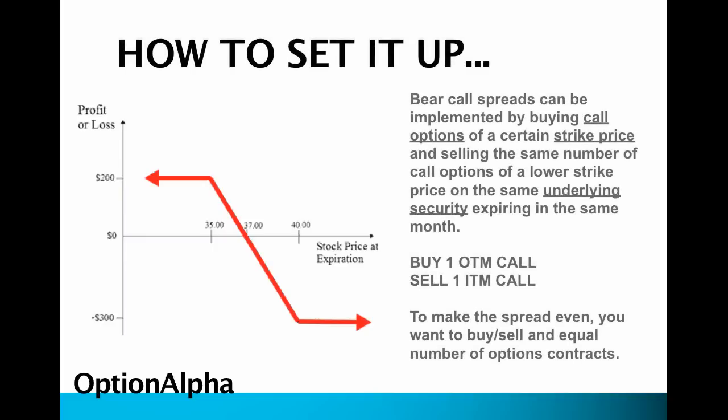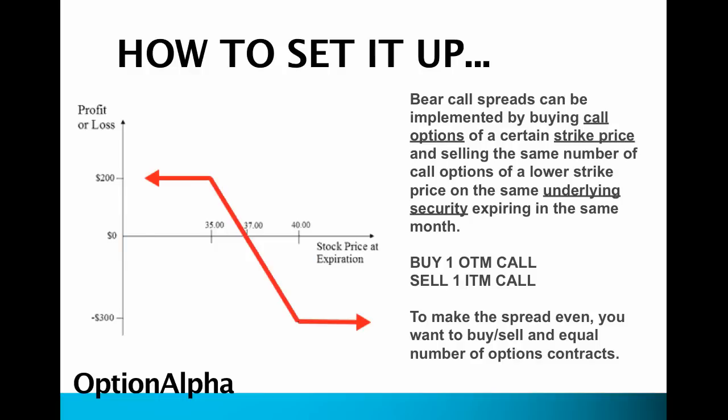Now, how to set this up? It's very easy to set up these bear call spreads. They're implemented by buying one call option of a certain strike and then selling a number of call options of a lower strike with the same underlying security, and the same expiration date and expiration month.